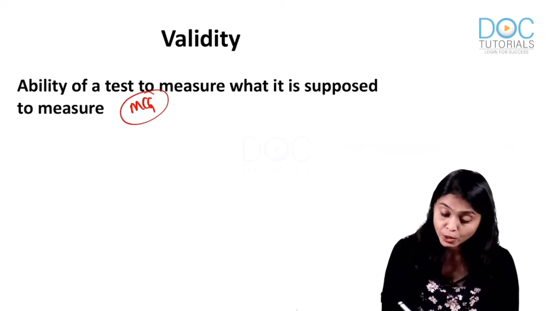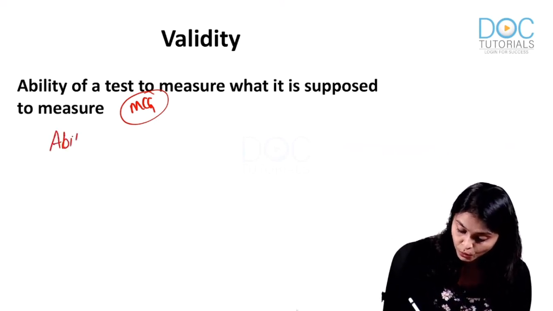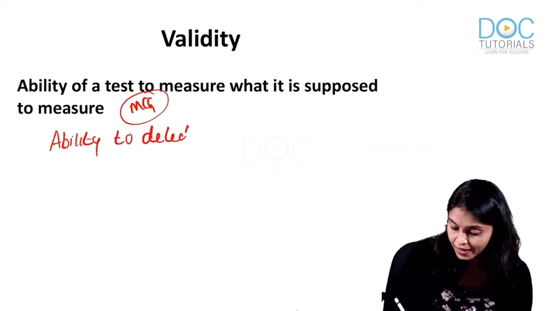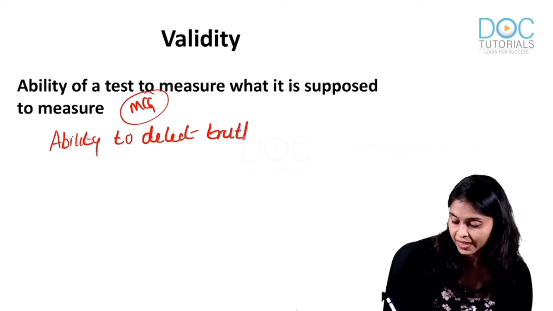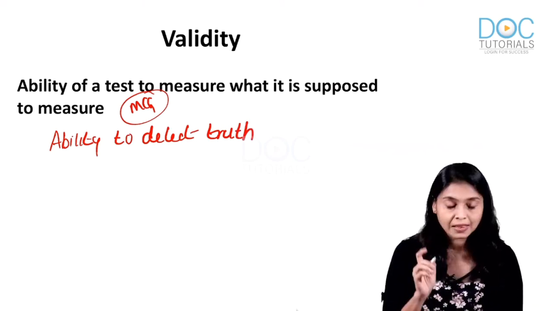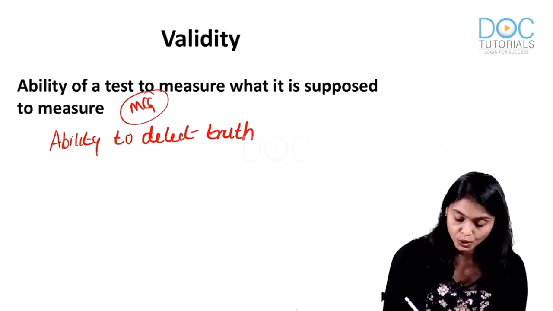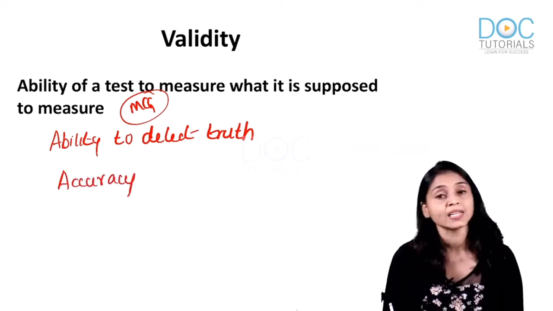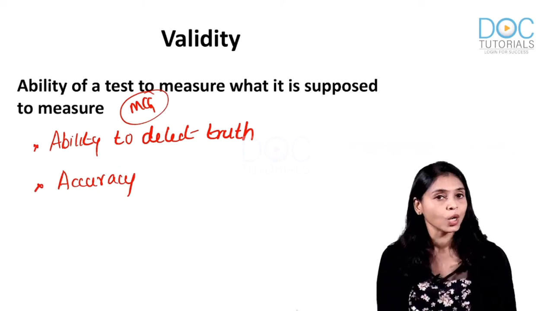That means ability to detect the truth. That is the next MCQ. Ability of a test to detect the truth. That is the next MCQ. Okay. Third MCQ. This is also known as accuracy. Also known as accuracy. Okay.